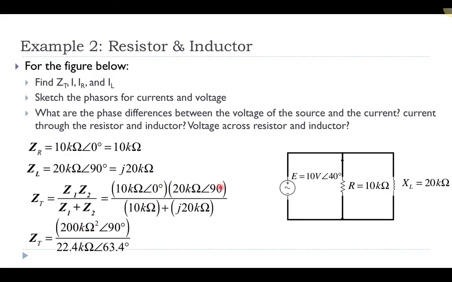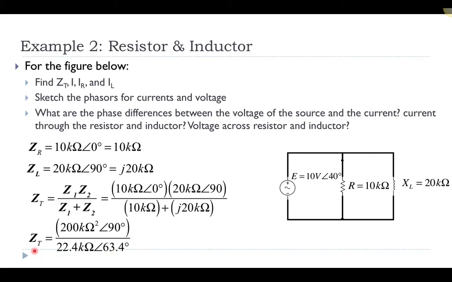When I multiply the phasors, I add the angles, so that gives me an angle of 90. And when I add the components on the bottom, that just gives me a complex number in rectangular form, and I can convert that into polar form. I can find the length of the phasor by taking 10 squared plus 20 squared, the square root, and I get 22.4. And I can find the angle by taking the inverse tangent of 20 over 10, and I get 63.4.